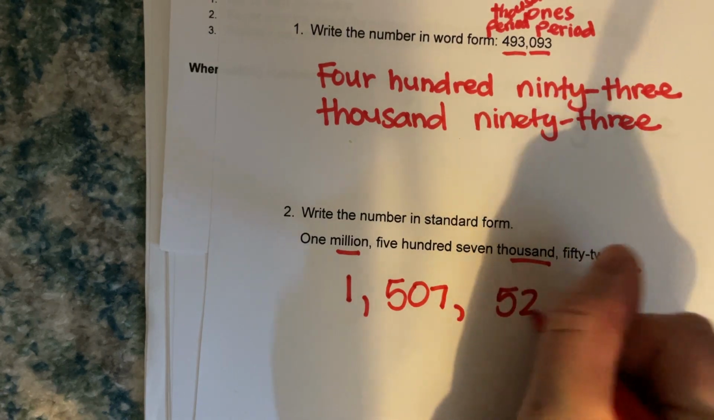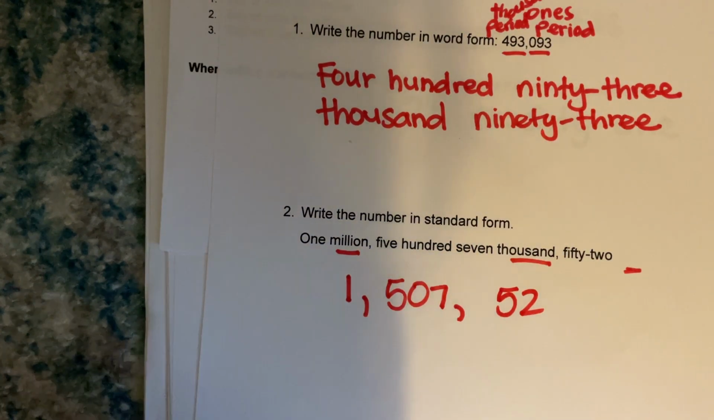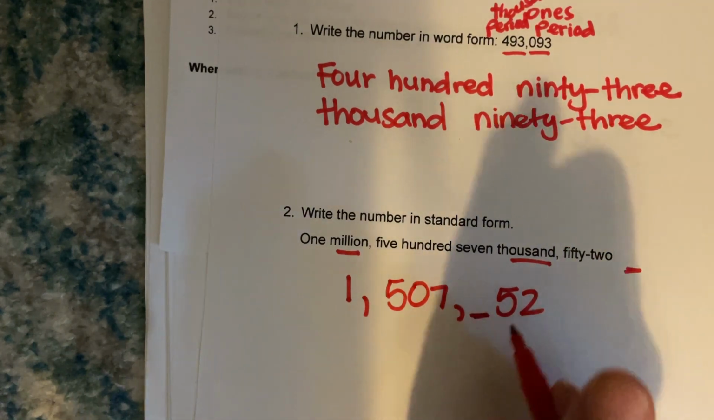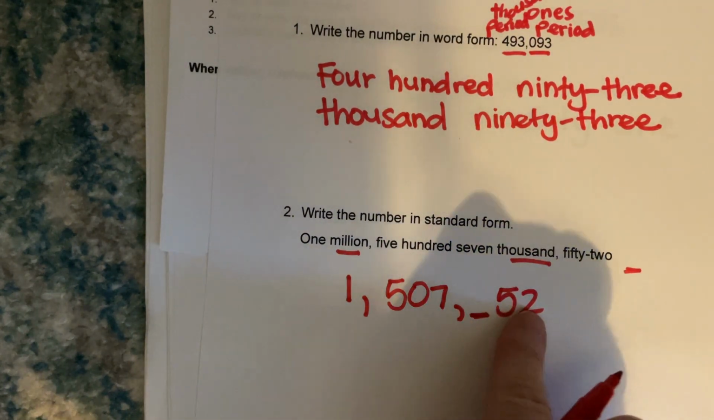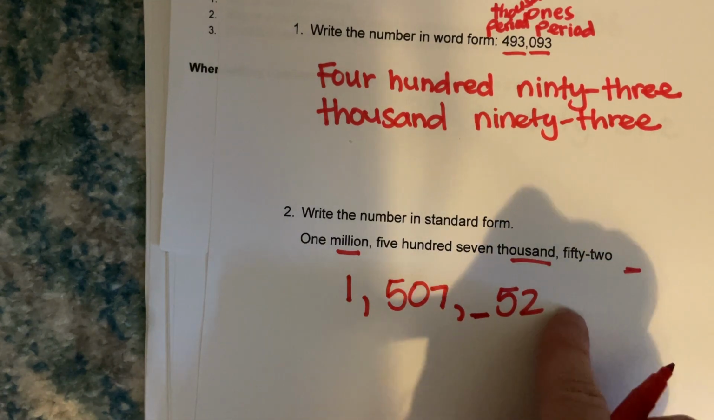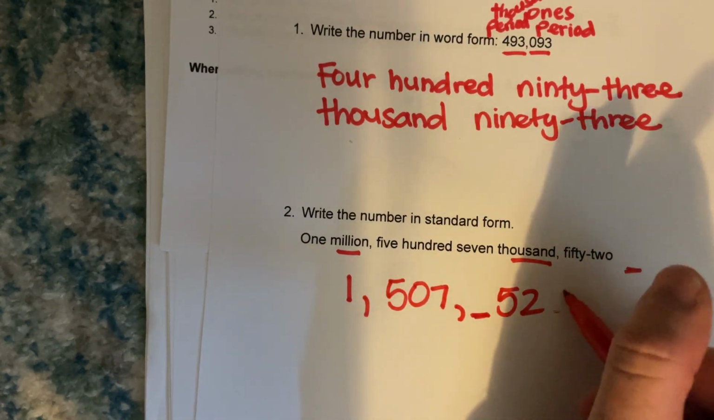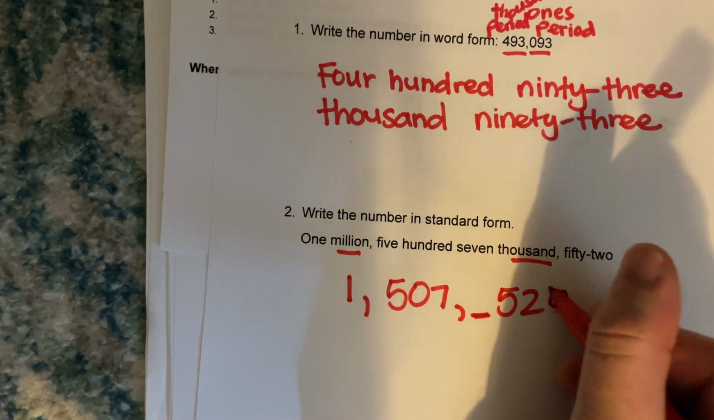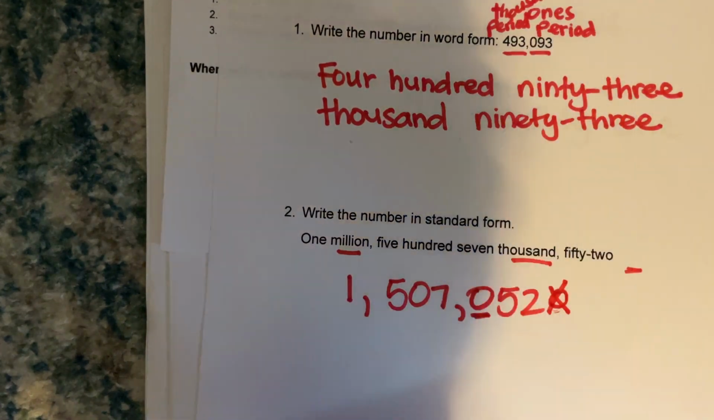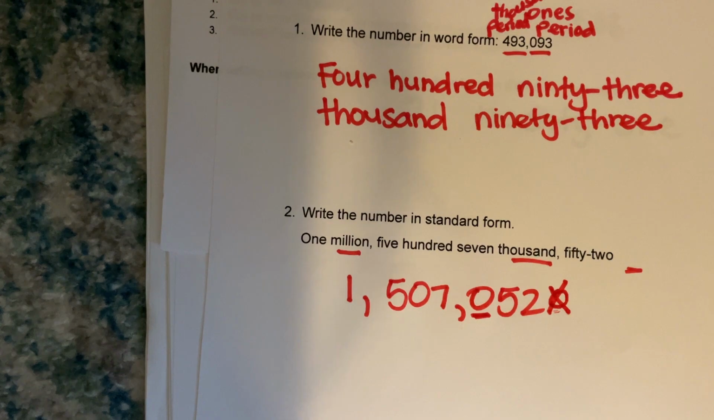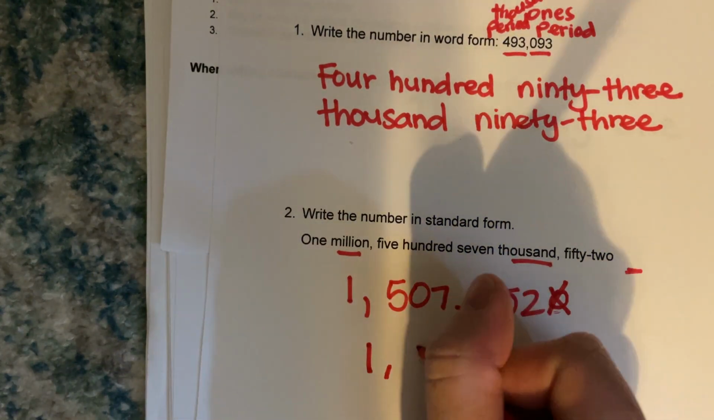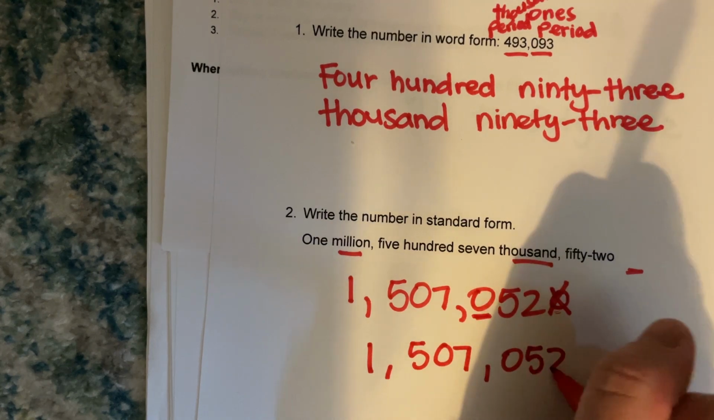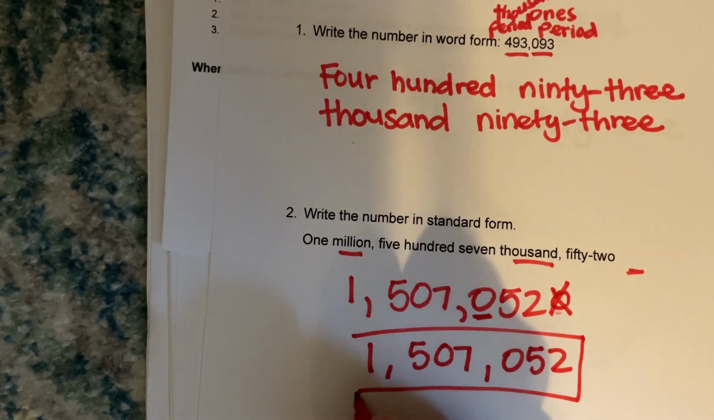But what I notice is that I don't have anything here. I left a gap because I have to have the number 52. If I put a 0 over here, right there, that says 520, so I can't do it there. I have to put the 0 in between the gaps. So 1,507,052 looks like this.